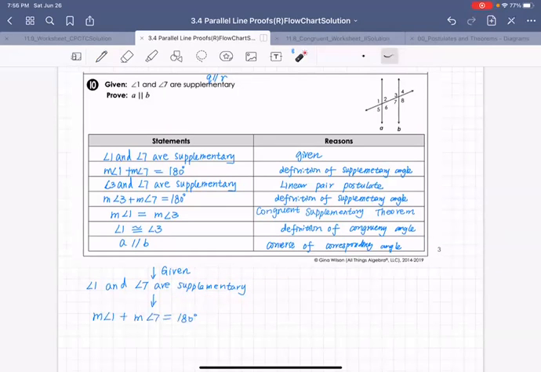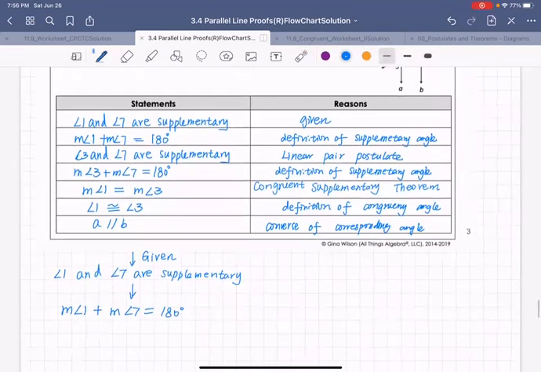Sometimes you don't know what name to put as a reason. There's something called definition. You can always think: if I forget, I'm going to call it a definition. So, definition of supplementary. During the test or quiz for your geometry, if you forget something to put there, remember that Miss Lin told us to use definition, okay? Definition of supplementary, all right?